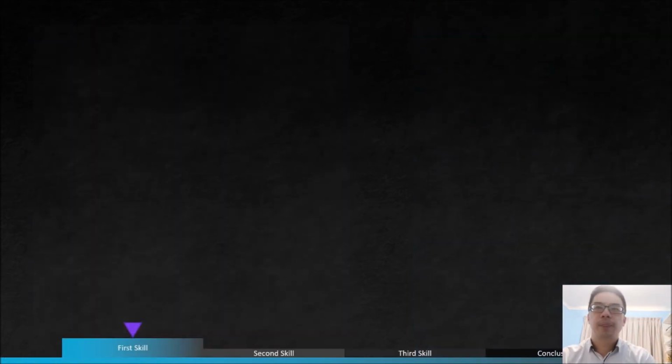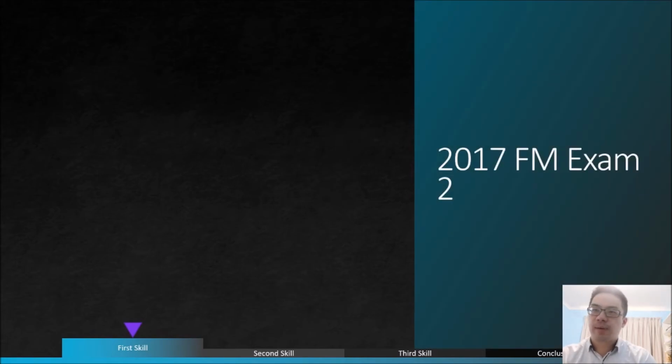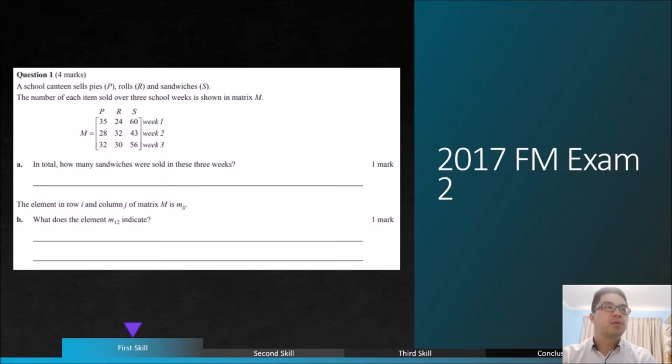Okay, we'll move on. So 2017 Further Maths Exam 2 again. Question 1. A school canteen sells pies, rolls, and sandwiches. The number of each item sold over 3 weeks is shown in matrix M. In total, how many sandwiches were sold in these 3 weeks? So the question is sandwiches in total. So sandwiches was this column. So in total, you just need to add them together, and you end up with 159.